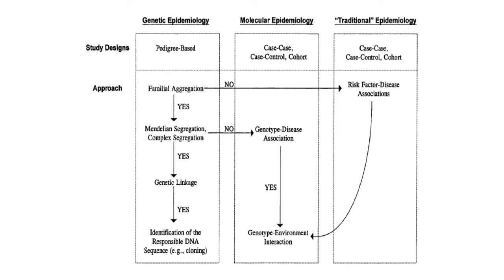Hence, I summarize the study design and approach for genetic epidemiology, molecular epidemiology, as well as traditional epidemiology. You can look here at the differences between the study designs in each area, as well as how they relate to each other. And with this, I would end the first topic for this week's lecture.